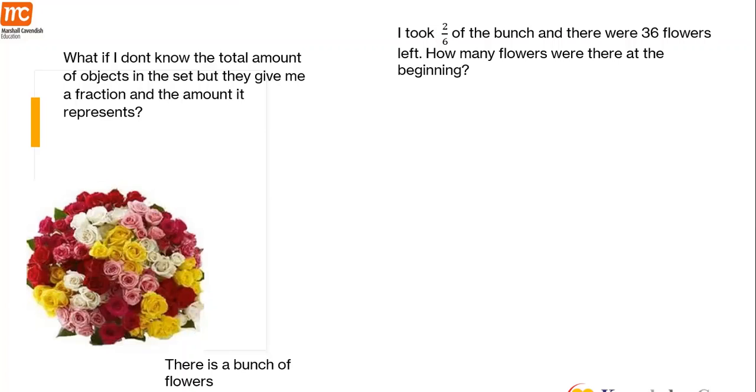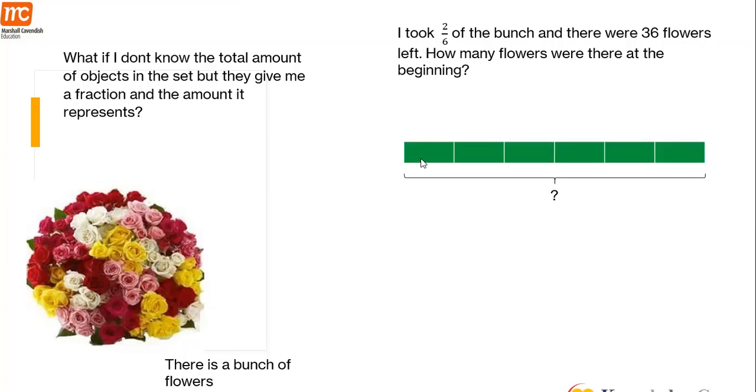So I can go ahead and do my bar model, and I'm going to divide them into 1, 2, 3, 4, 5, 6 parts. Why 6 parts? Because the denominator is telling me that there were 6 parts at the beginning. I don't know how much is the total amount of flowers, but I know it was divided into 6 parts because that's what the denominator is telling me. I do know that I took these 2 parts and I left the rest. And that rest equals 36 flowers.